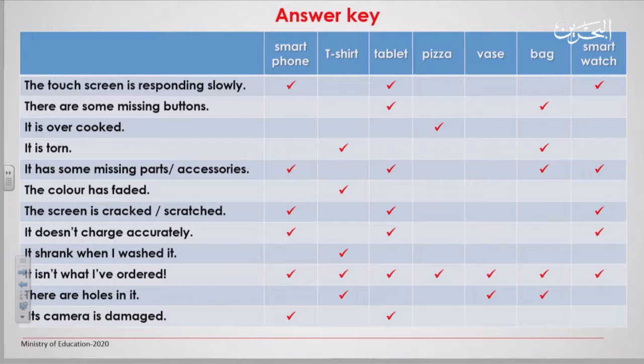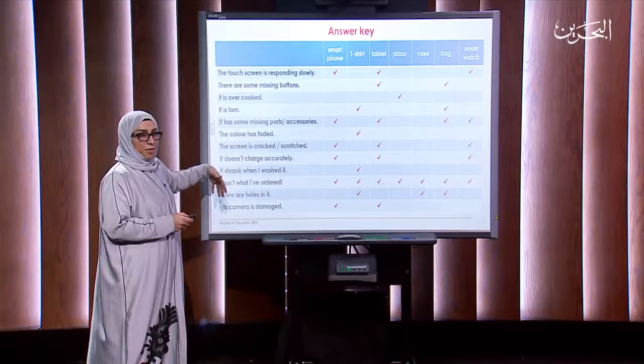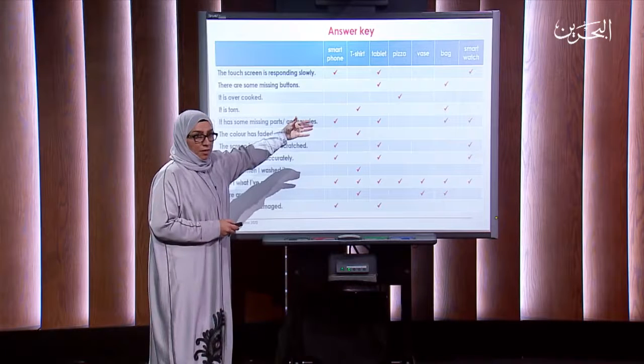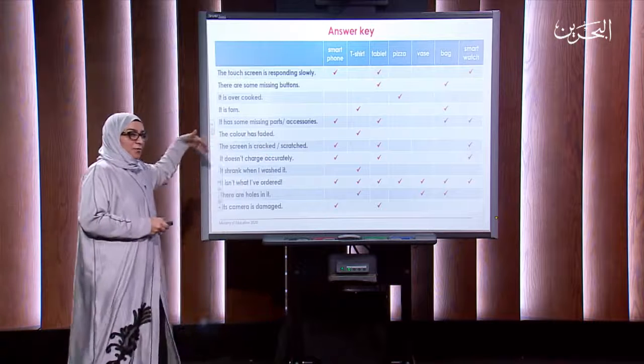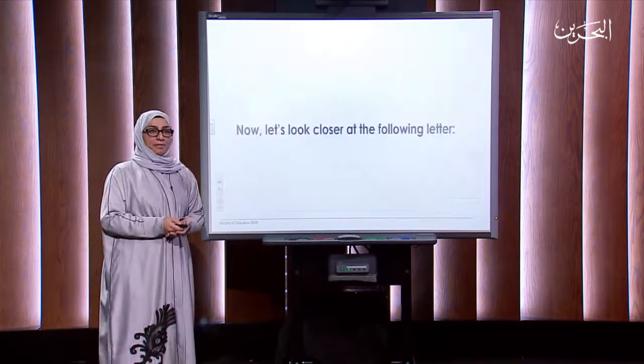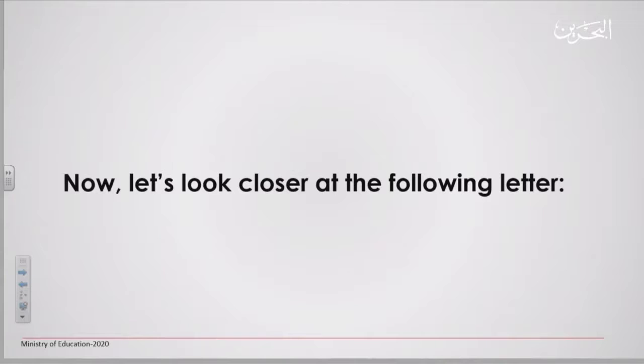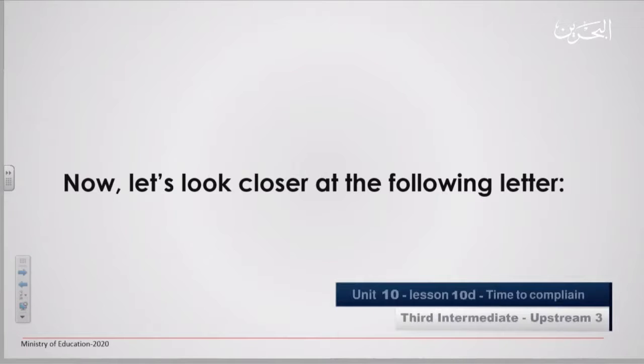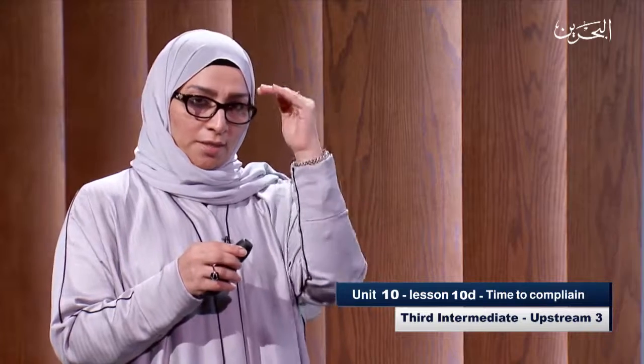In this task, we introduced some faults or problems and the items that you may order, and you may have these problems in them. Let's go on in our lesson. Now, I'll present a letter and we want to look at it closer. Now, my dear students, let's look closer at a complaint letter, but we are going to look at it in paragraphs. Let's start with the first paragraph.